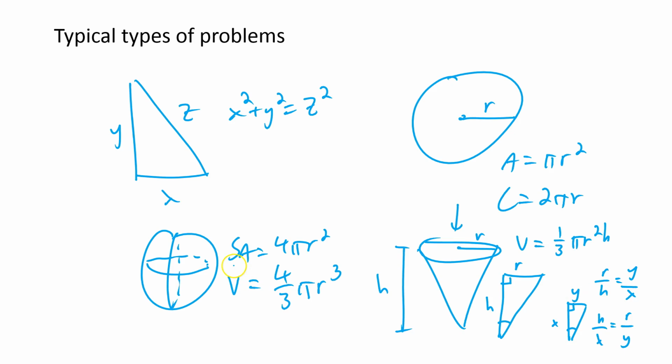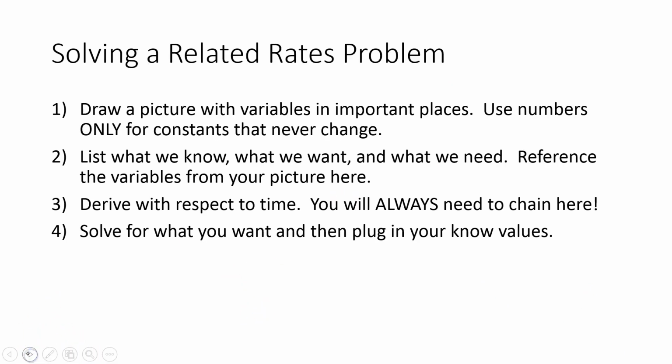But these are just some important things that are going to come into play when we're looking at these related rates problems. So let's look at how to actually solve these things. To solve a related rates problem, this is definitely something you'll want in your notes. The first thing you're going to do is draw a picture with variables in important places. Use numbers only for constants that never change.